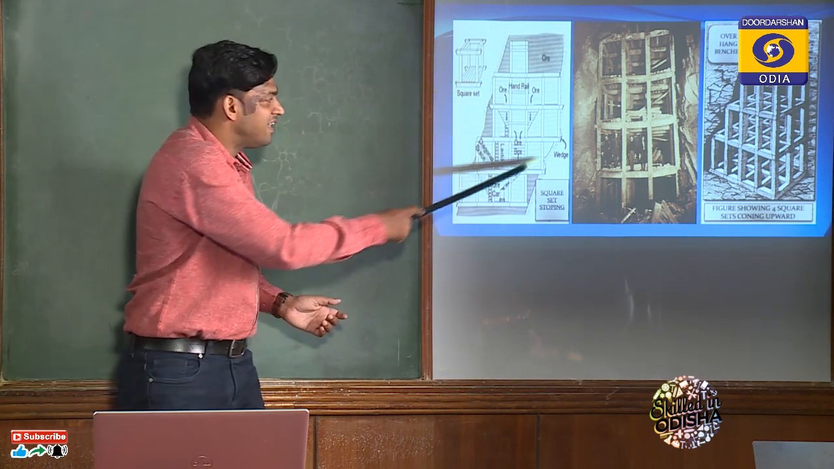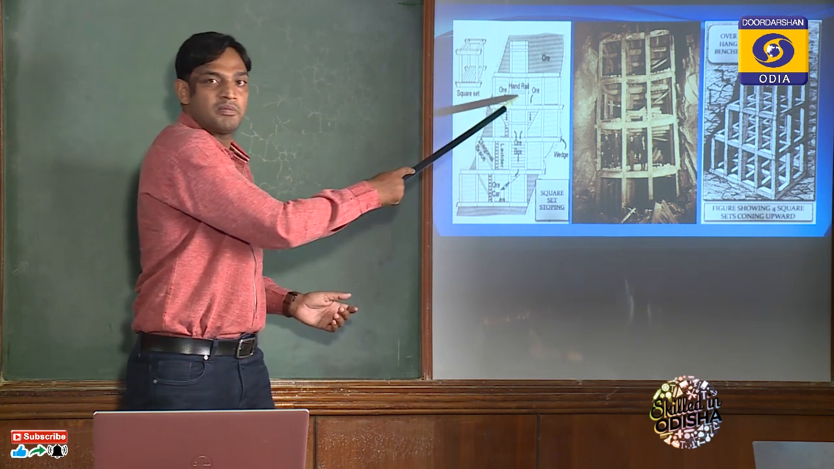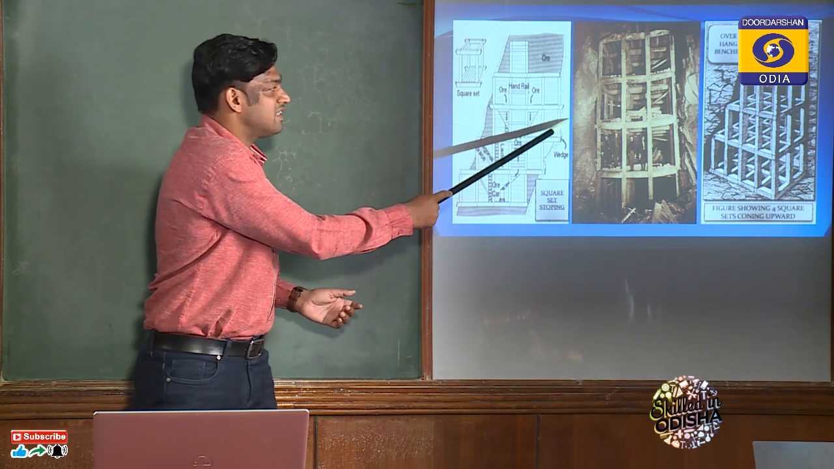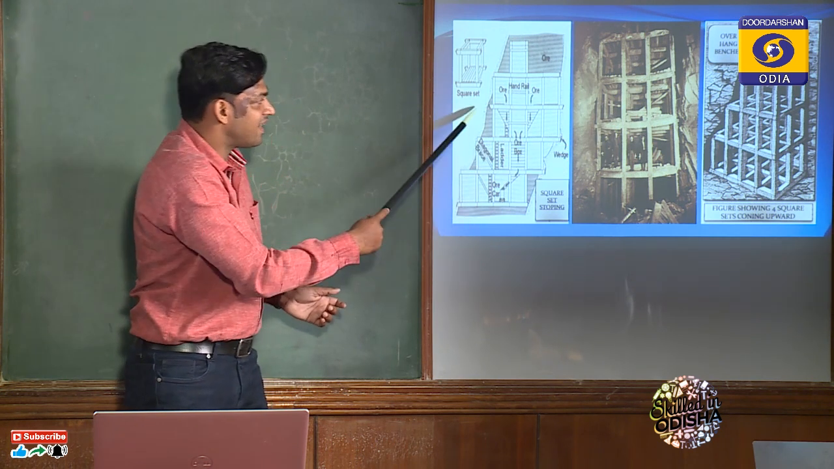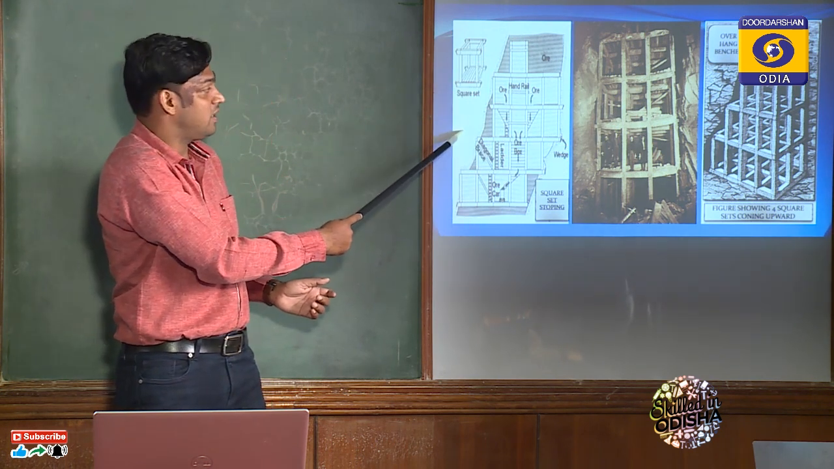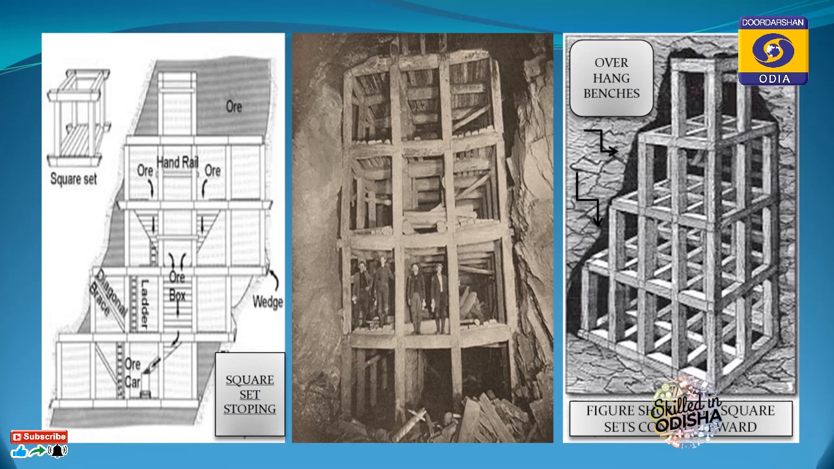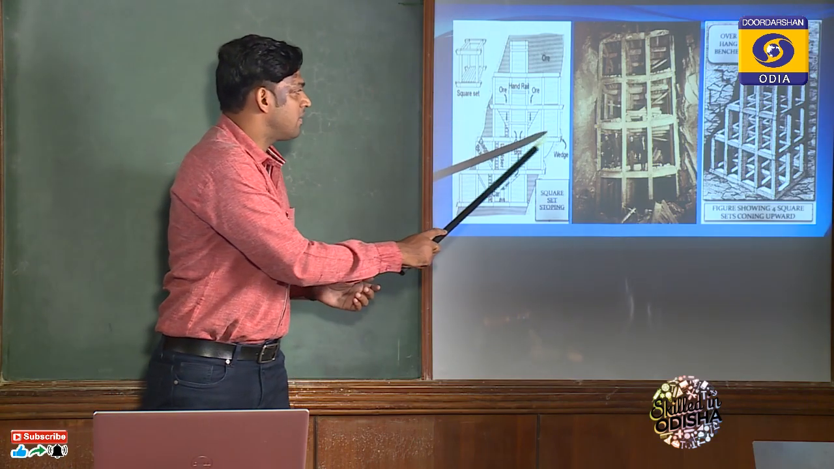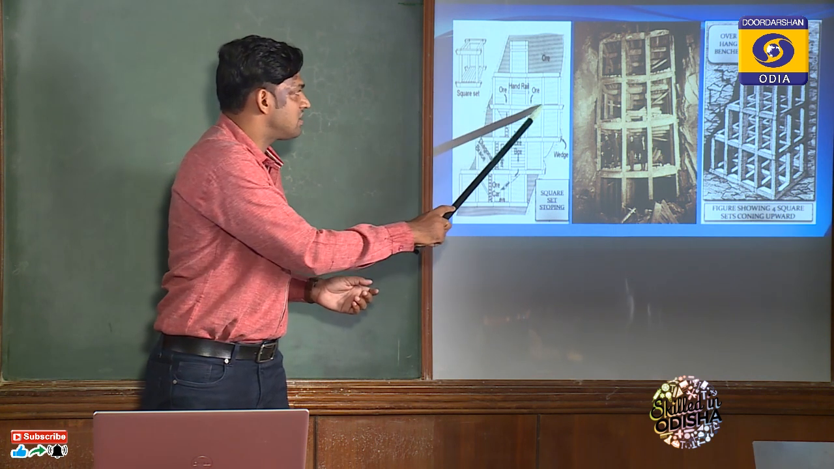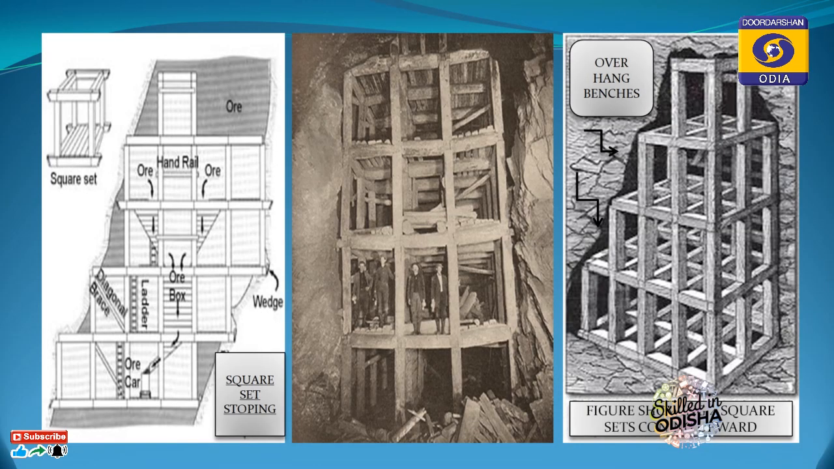We have robbed the entire ore body from here, and this side is actually the footwall. The footwall is supported here, and the hanging wall is supported here. We have robbed up to this, and according to the requirements, we have installed these square sets. These are the platforms, these are the handrails. This is the ladder way.